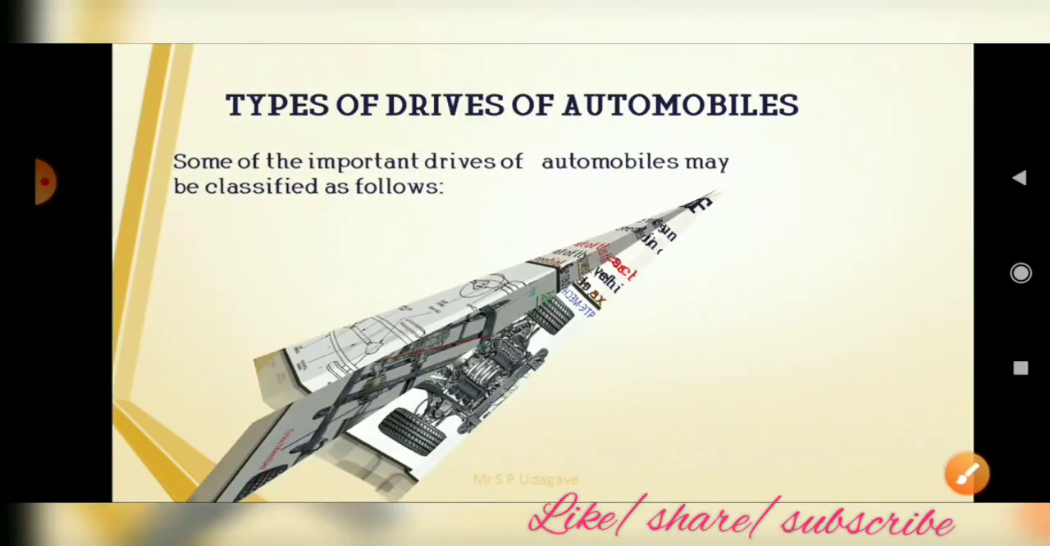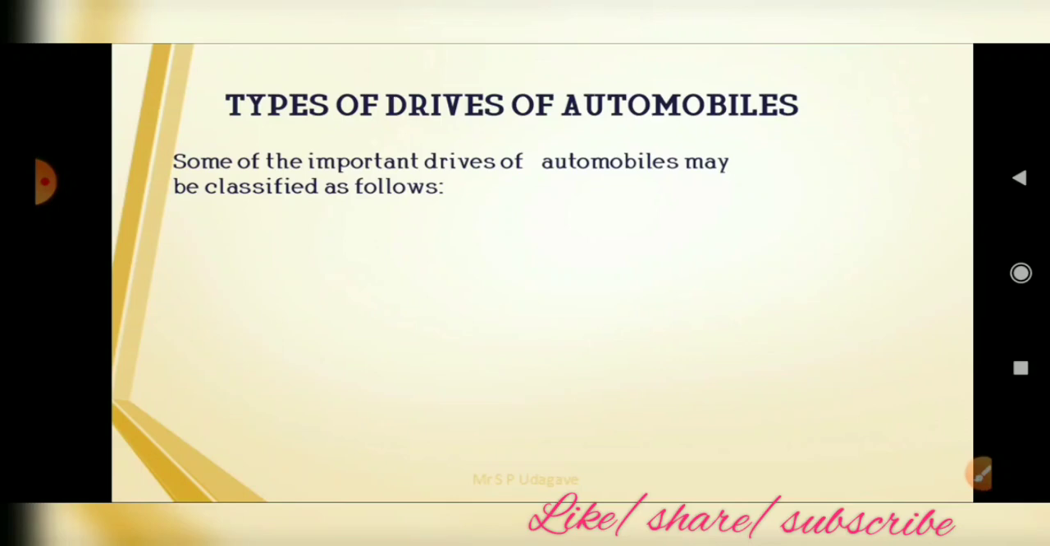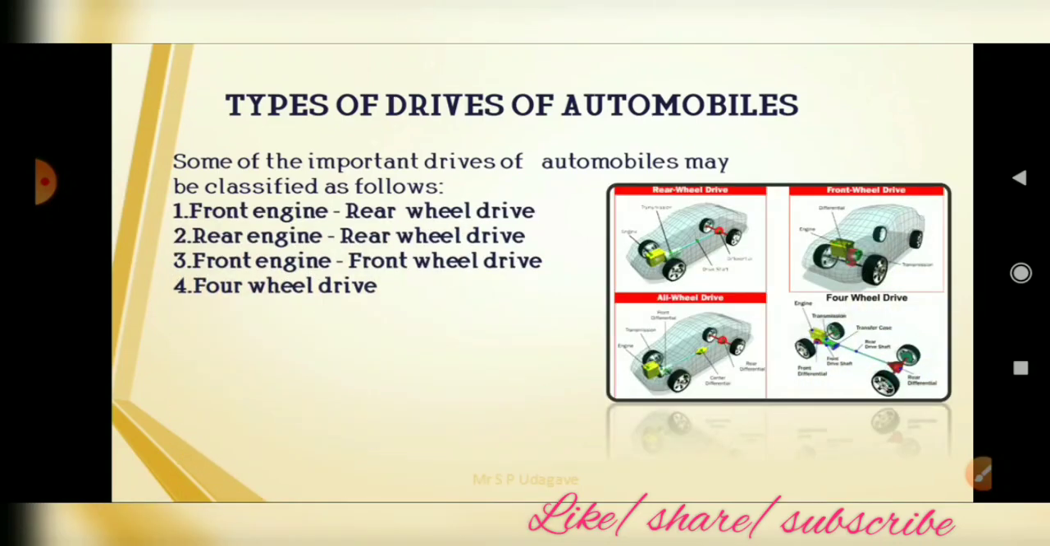So next, the types of drives in automobiles. Some of the important drives of automobiles may be classified as follows. First one, the front engine rear wheel drive. Second is the rear engine rear wheel drive. Third, the front engine front wheel drive, and the last one, the four wheel drive.